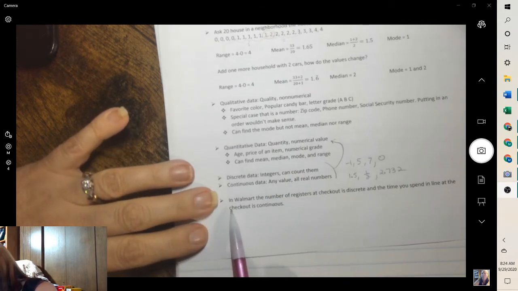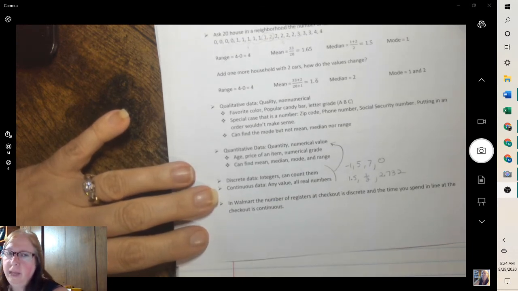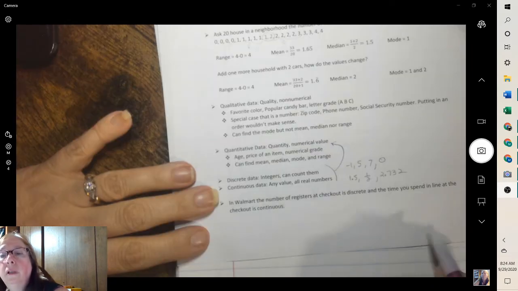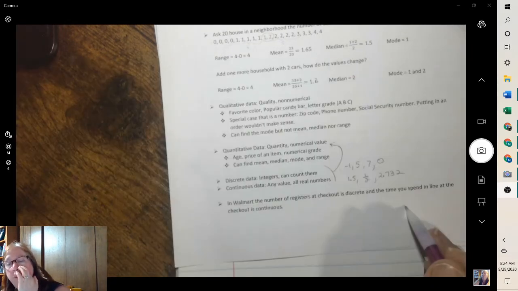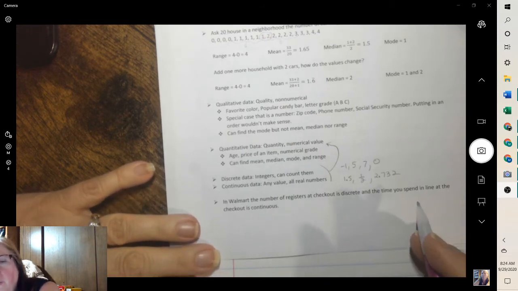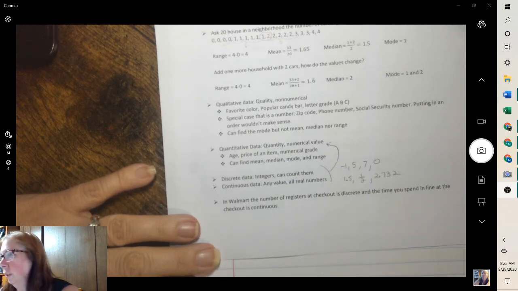One way of understanding, I think, that helps a lot. In Walmart, you have the number of registers. If you count those registers, they even have them counted at register 1, 2, 3, 4. That is discrete. But the time you spend in line would be continuous. You could spend a half a minute. You could spend 3.5 minutes. If it's Black Friday, you could spend 2.5 hours. So you have all those decimals in between. It's not just whole numbers. That's what makes it continuous.